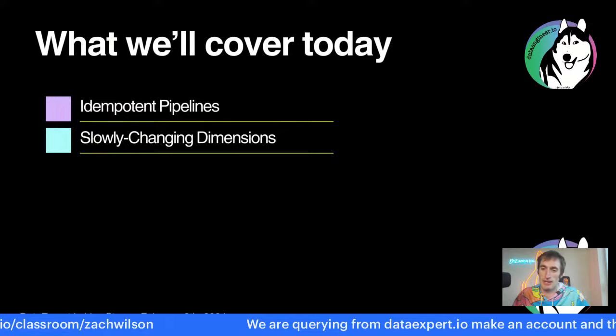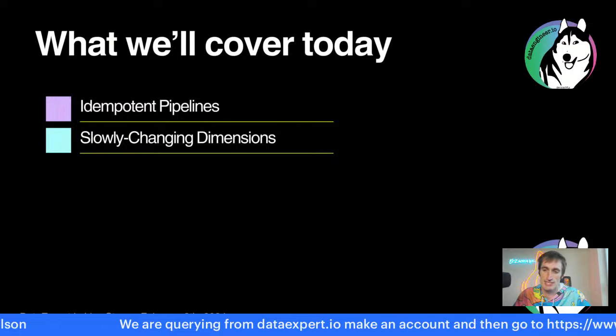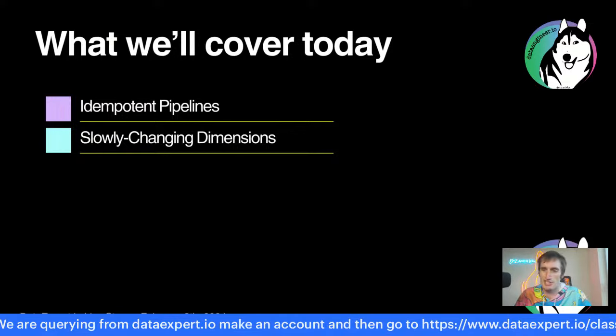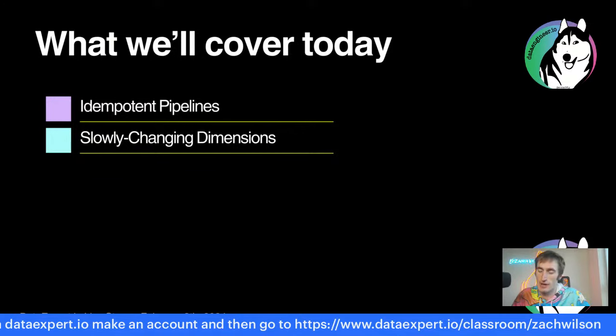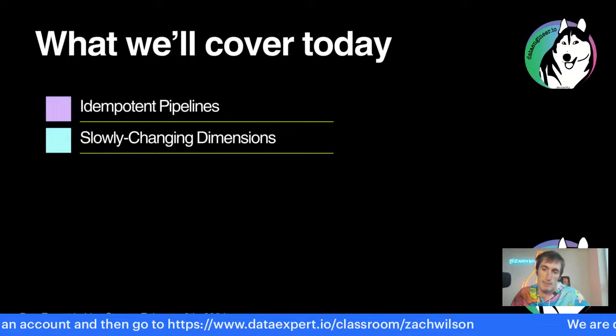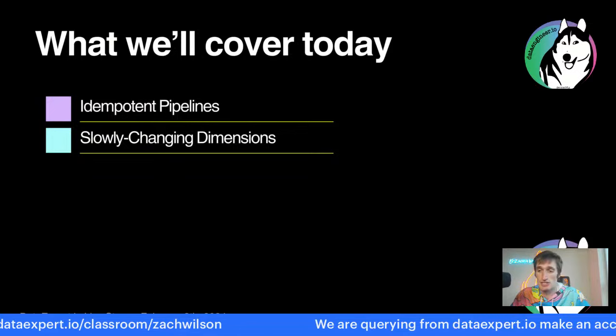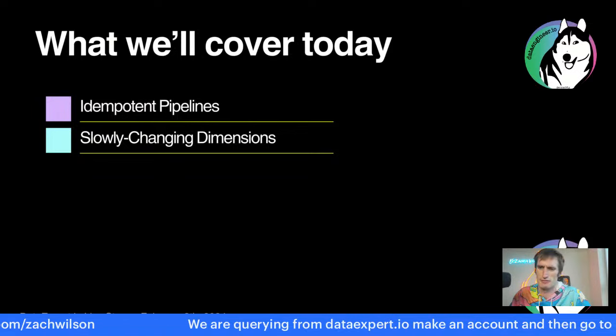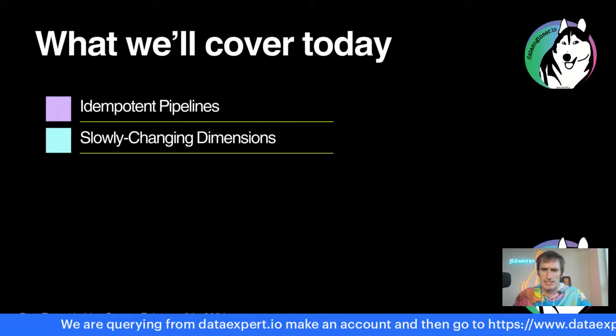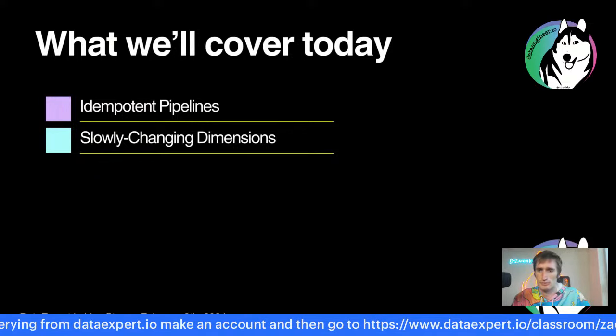And then we're also going to be covering slowly changing dimensions, and not just slowly changing dimensions, but dimensional data modeling in general. The most complex part of dimensional data modeling is slowly changing dimensions. The rest of it is actually pretty straightforward. So I'm really excited to get through this with y'all today. Let's go.